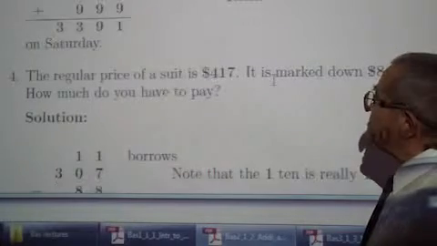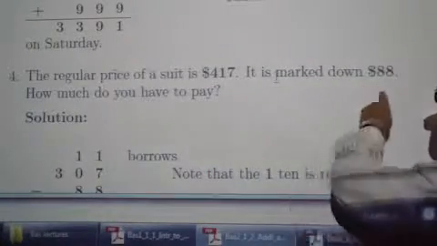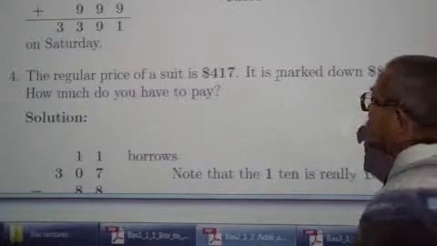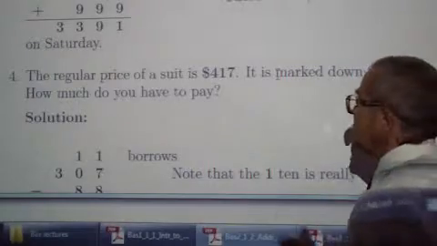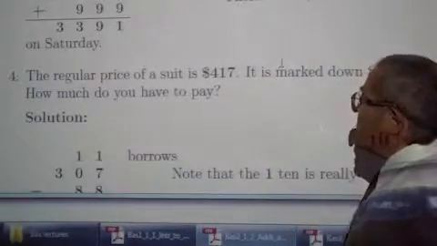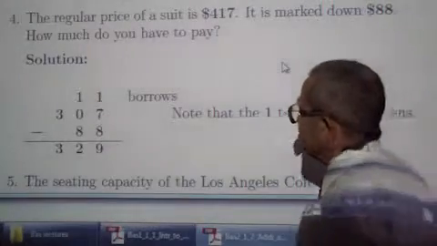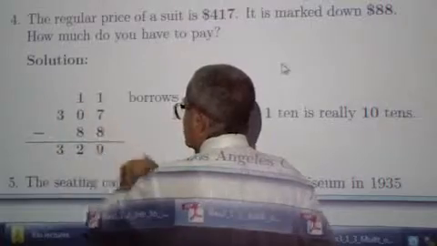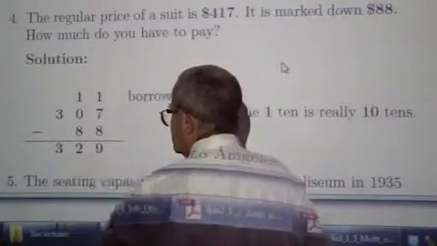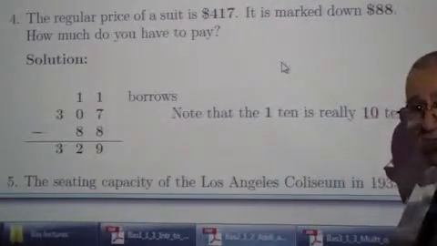The regular price of a suit is $417. It is marked down $88, so $88 come off of this. How much do you have to pay? Well, you have the original 417 minus 88, which is supposed to be 329. Yes, no?